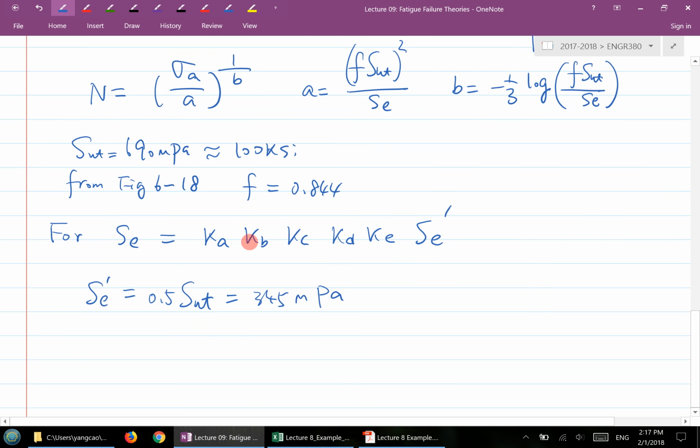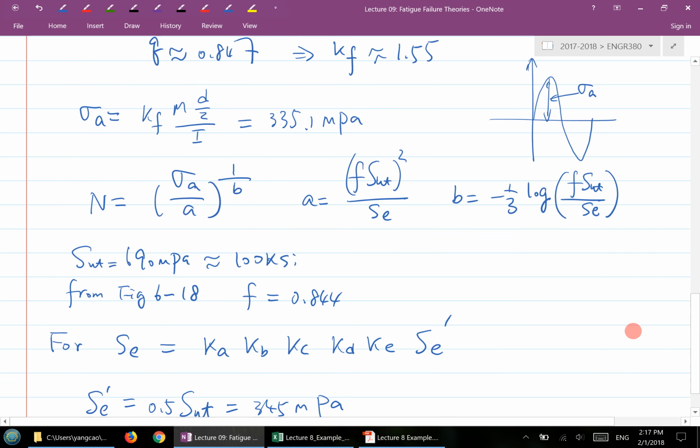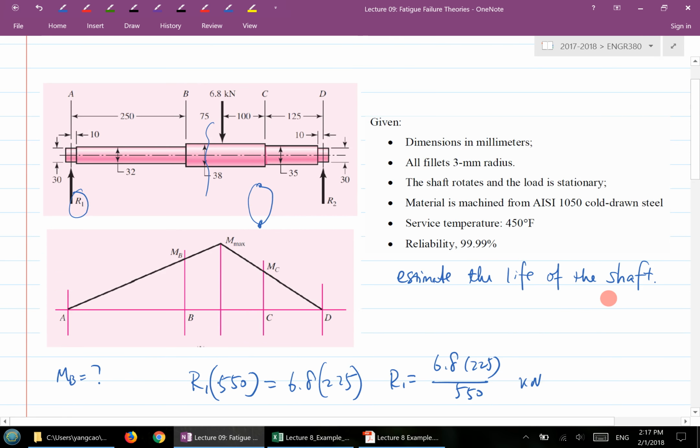And now let's dive into each one of the terms here. Sometimes you don't need to calculate each one of the terms; it really depends on the description of the question. Ka is the surface factor. For the surface factor, you look at the question: what type of surface is it? The question says it's a 1050 cold drawn steel. So these keywords, cold drawn, tell you the surface type, right?